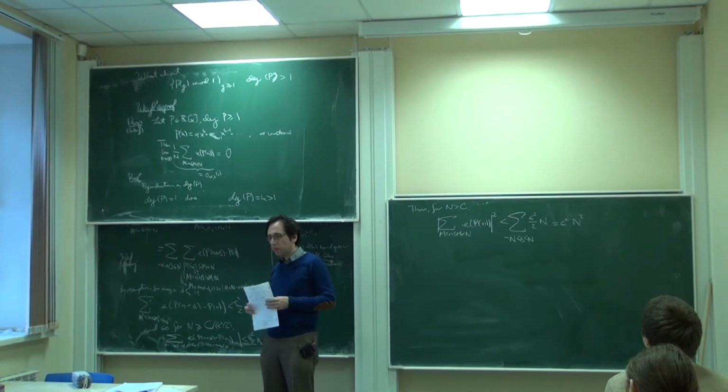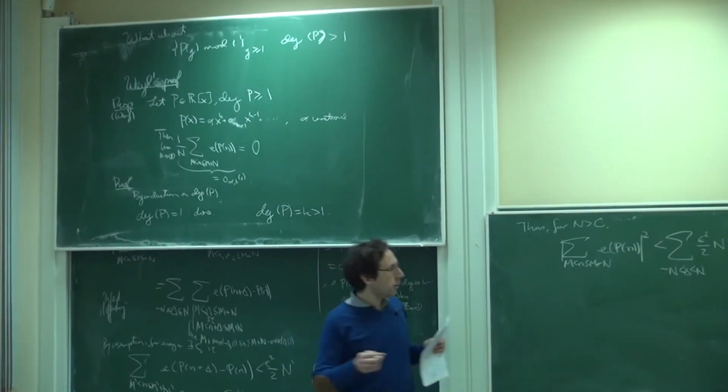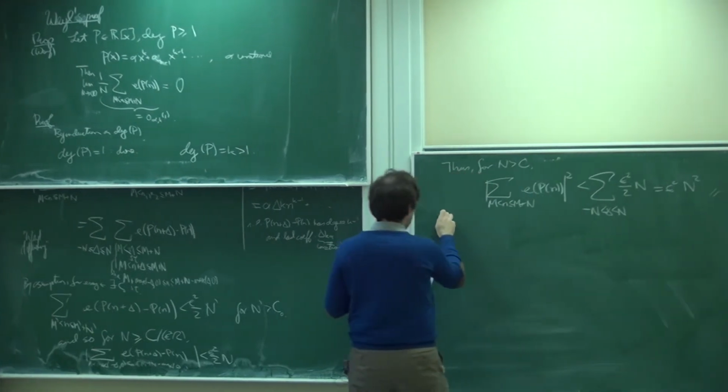If we want to get explicit bounds, we have to be a bit more careful. So this is the end of the proof, but let me just sketch how to get bounds.